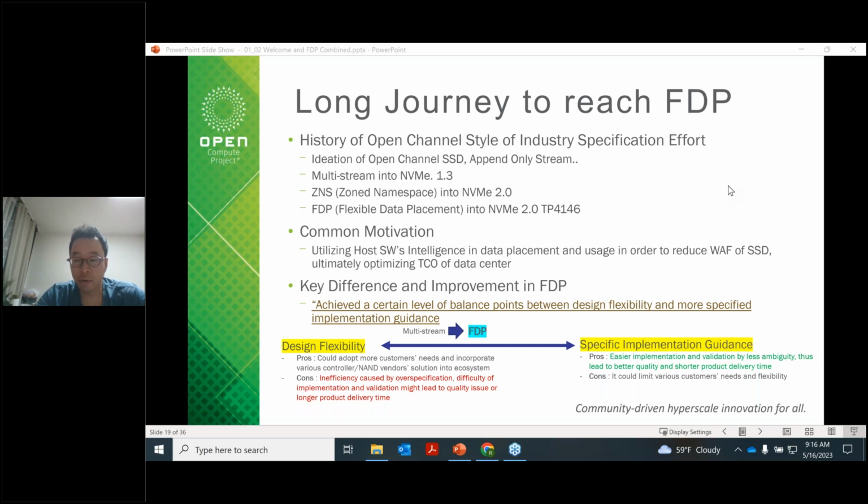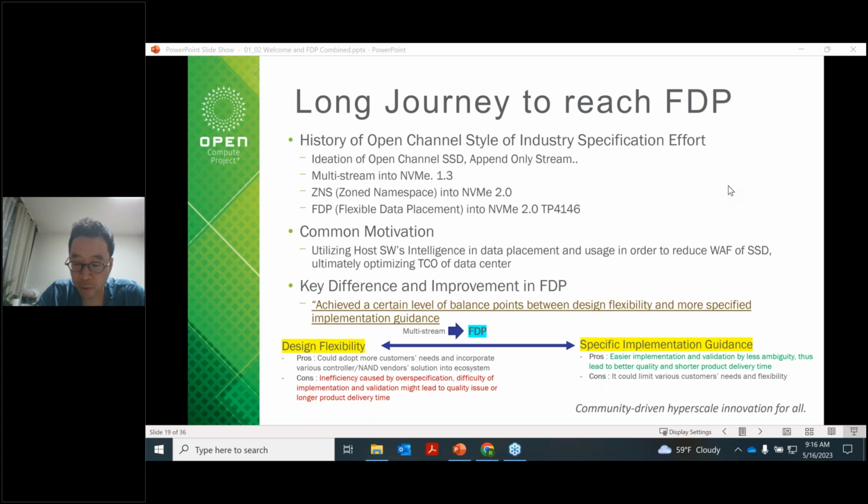In general, there are two core goals to be pursued for all specification efforts, which are in a trade-off relation. If you pursue design flexibility more, it's good for adapting more customer needs and incorporating various controller and vendor solutions into the ecosystem. But on the other hand, implementation inefficiency, for example, longer development time and larger controller size, could be caused by over-engineering.